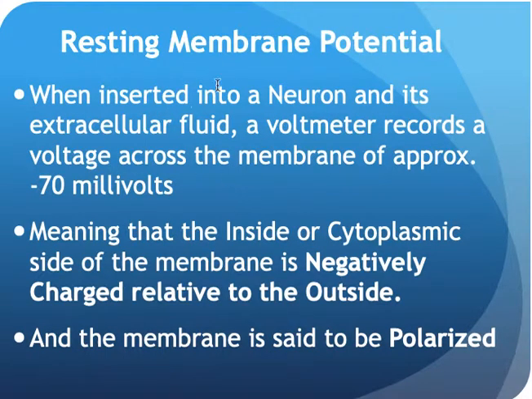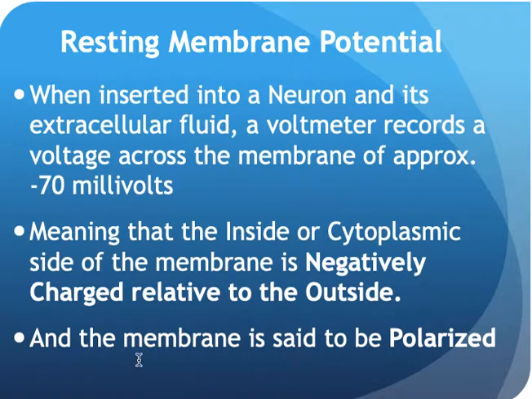This is a really cool thing that we can do, measure these differences in something that's so small. But basically what they're telling you is that they can take this voltmeter, and the charge on the inside versus the outside of a cell is going to be different. And when they measure it, it's going to be about negative 70 millivolts. So the inside, or cytoplasmic side, of the membrane, the inside part of the cell, is going to be negatively charged relative to the outside. So the inside of the cell is more negative than the outside.